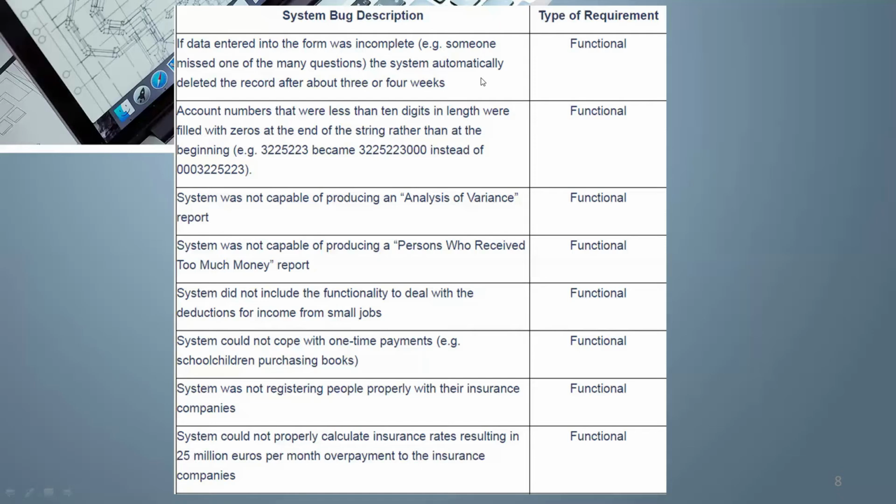The system did not have a mechanism to handle one-time payment. Another functional problem. The system was not registering people properly with their insurance companies, so people were not getting linked to the insurance companies. Another functional problem, right? When you are not able to develop the feature, it's a problem. Then the system could not properly calculate insurance rates, so they were not able to capture insurance rates, resulting in a loss of 25 million euros per month, right? Functional problem.